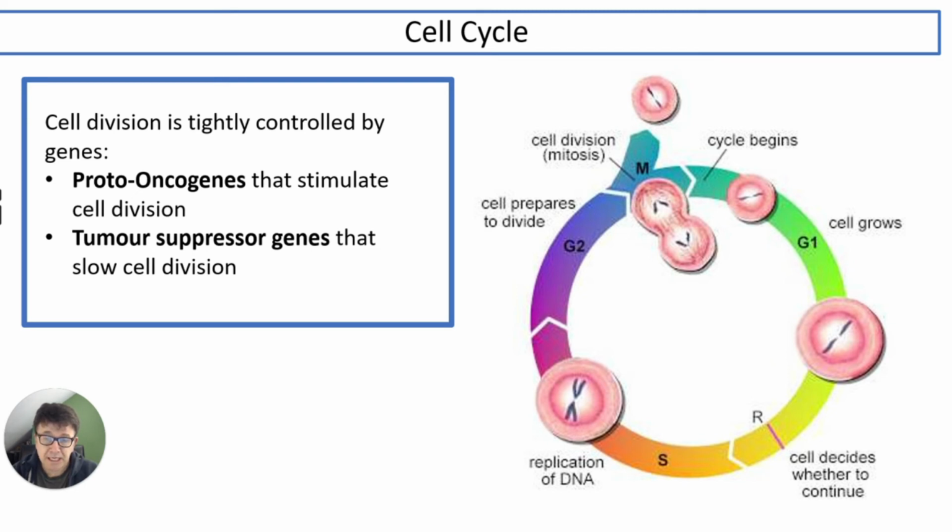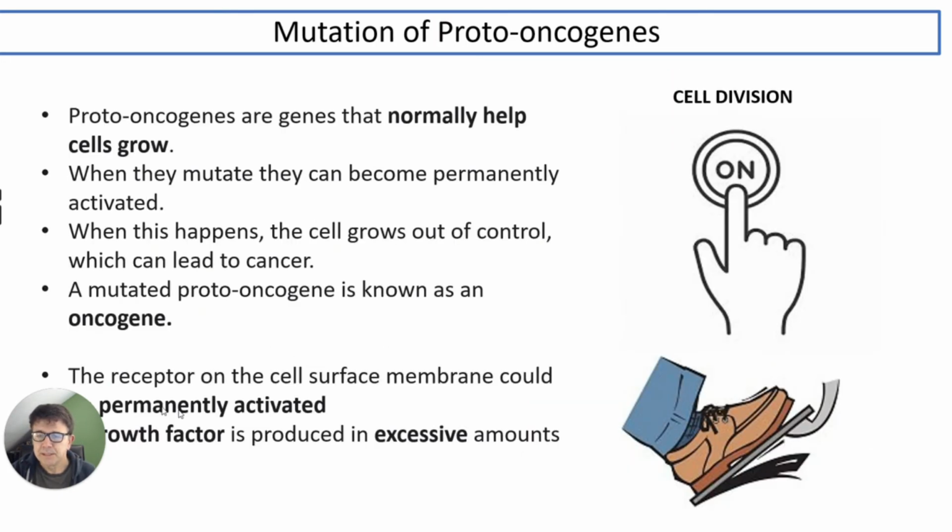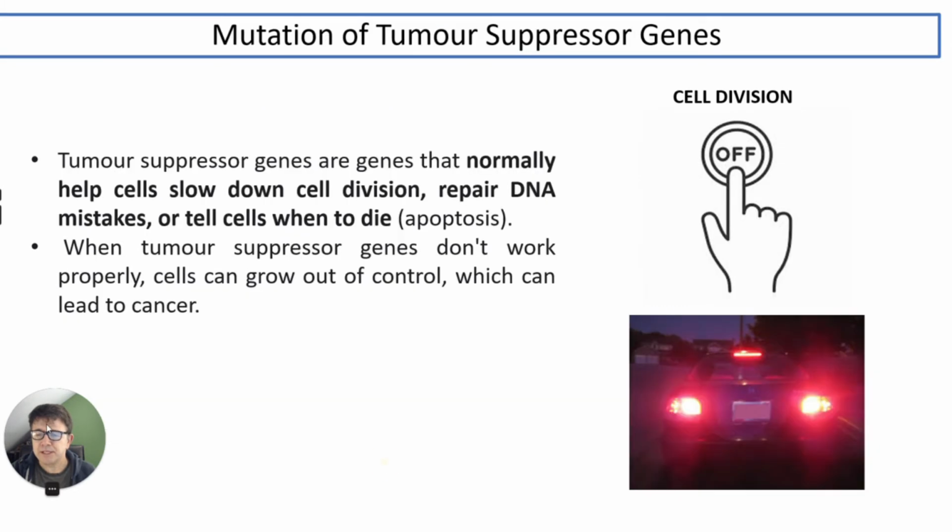So there are two particular genes we're interested in, and those are proto-oncogenes, which stimulate cell division, and tumor suppressor genes that slow cell division. It's important to state that when new cells are being produced, there are certain checkpoints within which cells are checked, and if they're not being formed in the correct way, they will be destroyed by a process of apoptosis. So let's talk about mutation of proto-oncogenes.